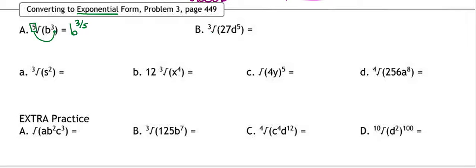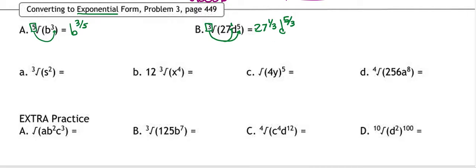Right here, B. There's kind of two ways to do this one, but one way is to sneak the 3 in and just go ahead and stick it to the 5 and stick it to the 27. And you're like, there's nothing there on the 27. Yeah, technically there is. There's a 1 there. Remember that. So you can rewrite this as 27 to the 1/3 and D to the 5/3.